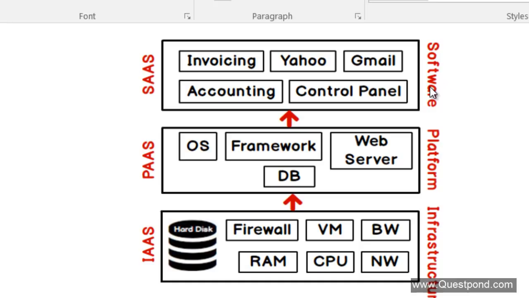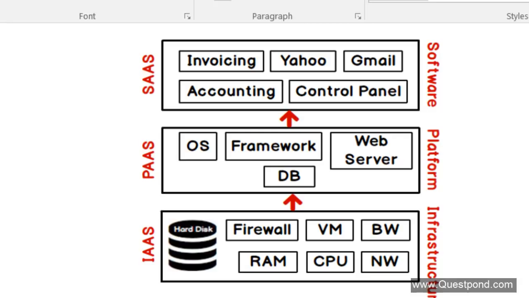And then the third layer is the software layer, wherein we have the application software. For example, probably you have a mail software for your website, you have invoicing, or you have accounting softwares, or you have a control panel. All that comes in the software layer. So in short, when any hosting provider wants to give you service for hosting a website, it is classified into three layers: the infrastructure layer, the platform layer, and the software layer.